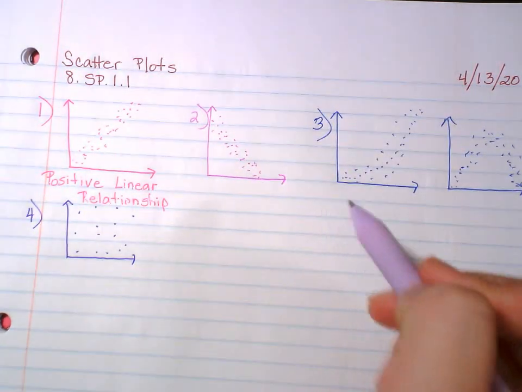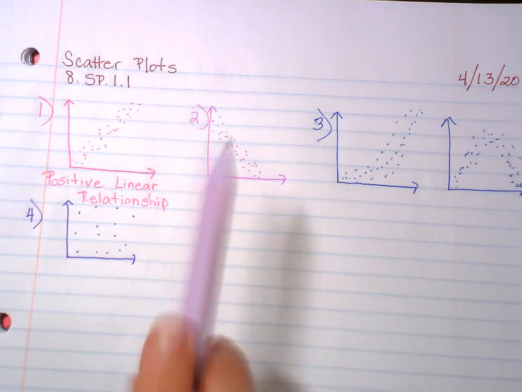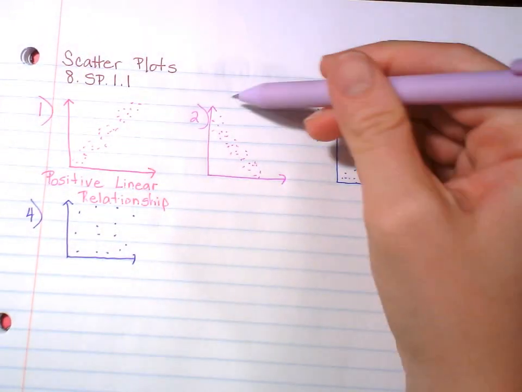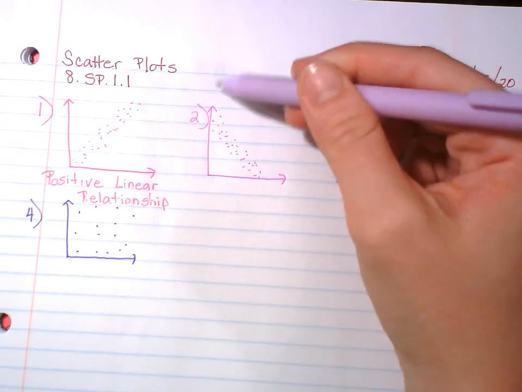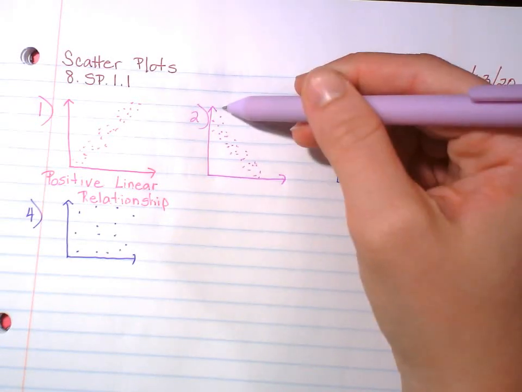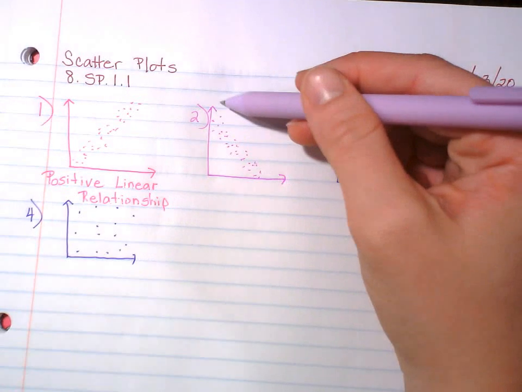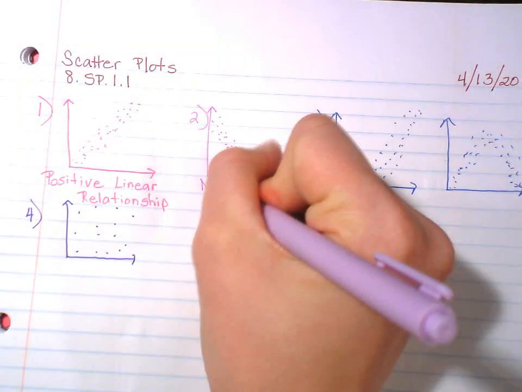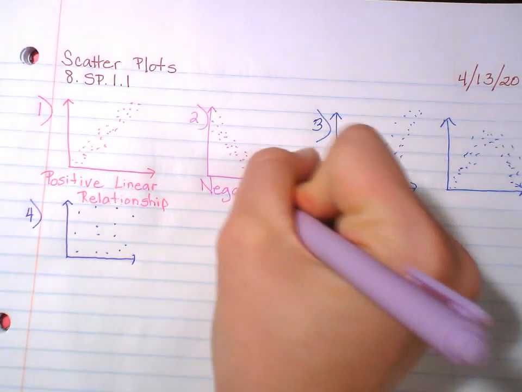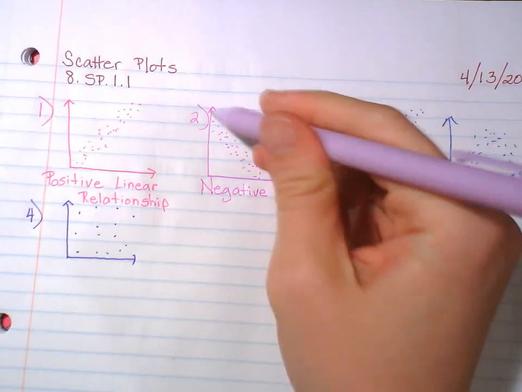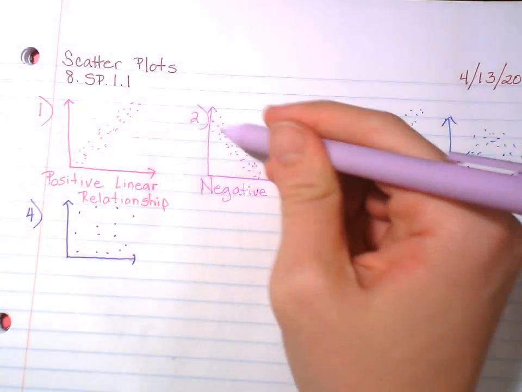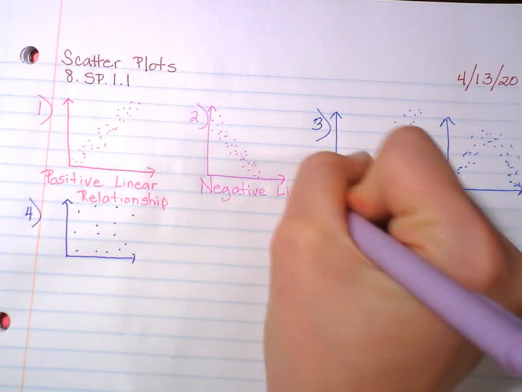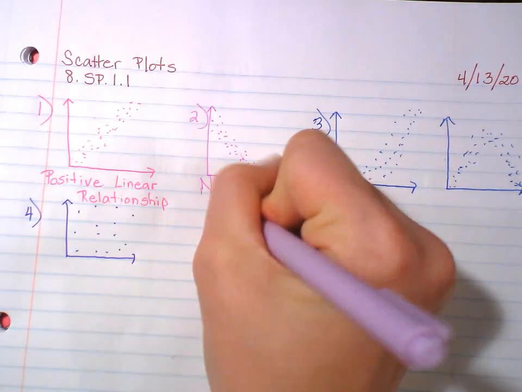Okay, the next one. Is it positive or negative? Well, we read graphs left to right. So if you were a little person up here, would you be running down? Would it be decreasing in difficulty, or would you be running up the graph? You'd be running down it. It's decreasing, so it's negative. It's going down, it's negative. Again, we could draw a line of best fit through this. So it's a negative linear relationship.